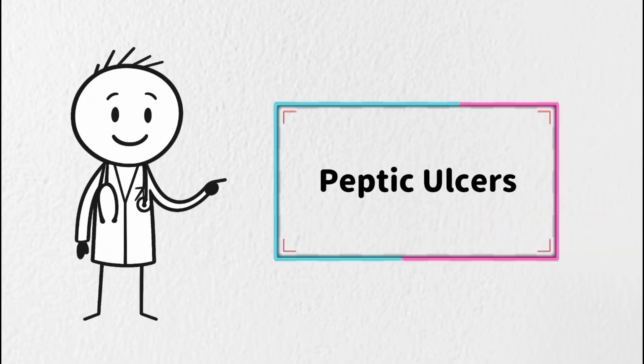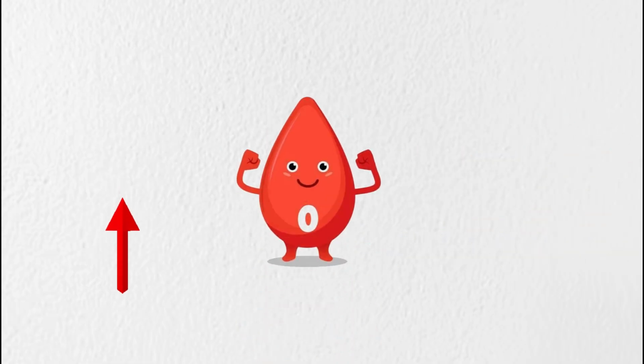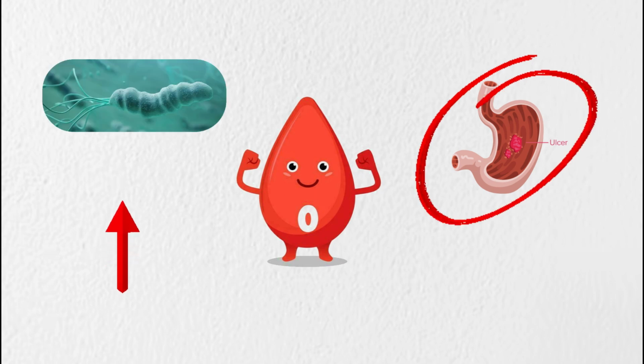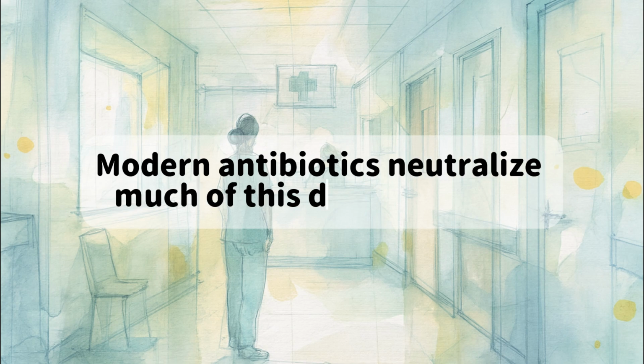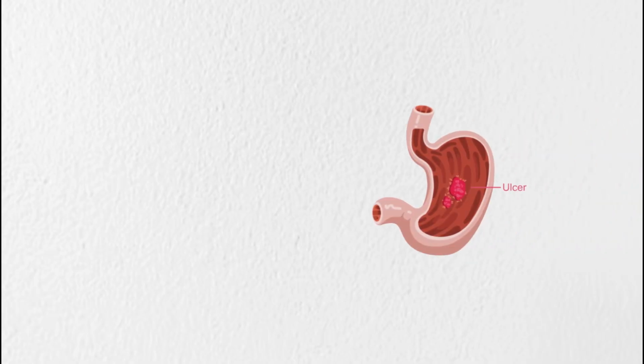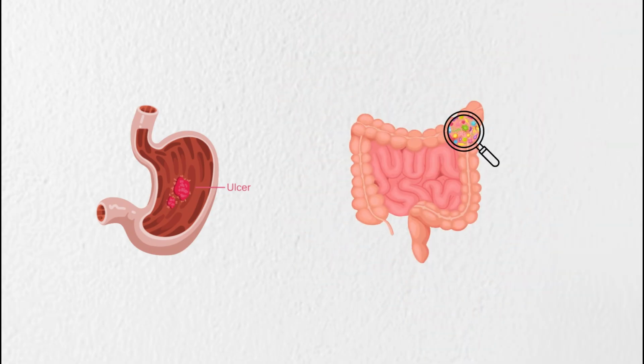Peptic ulcers. Type O faces greater risk of peptic ulcers. It happens when H. pylori bacteria bind more easily to O-type cells. Modern antibiotics neutralize much of this disadvantage. This sensitivity might also explain stronger gut immunity against other pathogens.